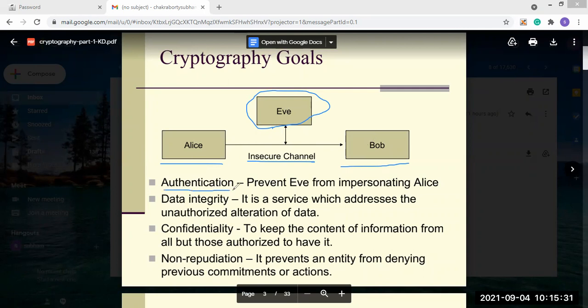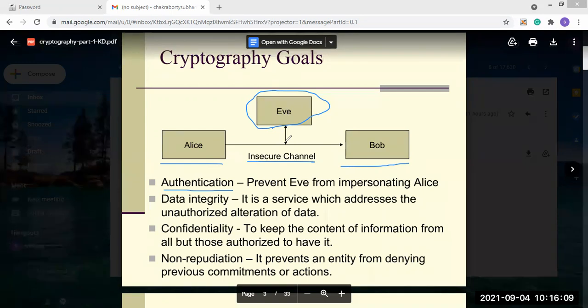Now our cryptographic goal, the first goal, is authentication. Now, what is authentication? Authentication says to prevent a malicious user from impersonating Alice. So authentication means that the message that is to be sent to the insecure channel cannot be accessed by Eve. This malicious user cannot access that data. This is the purpose of authentication.